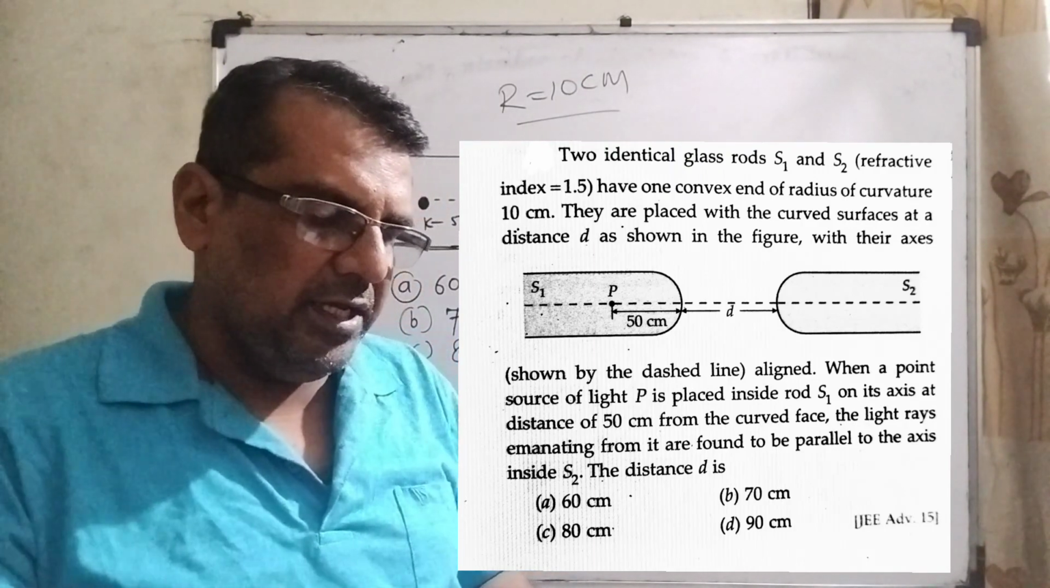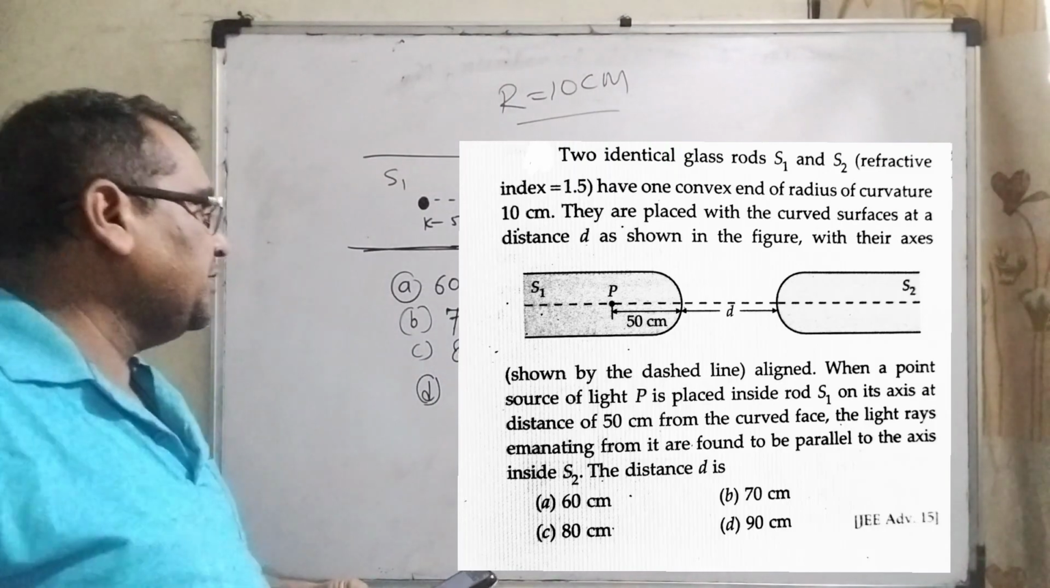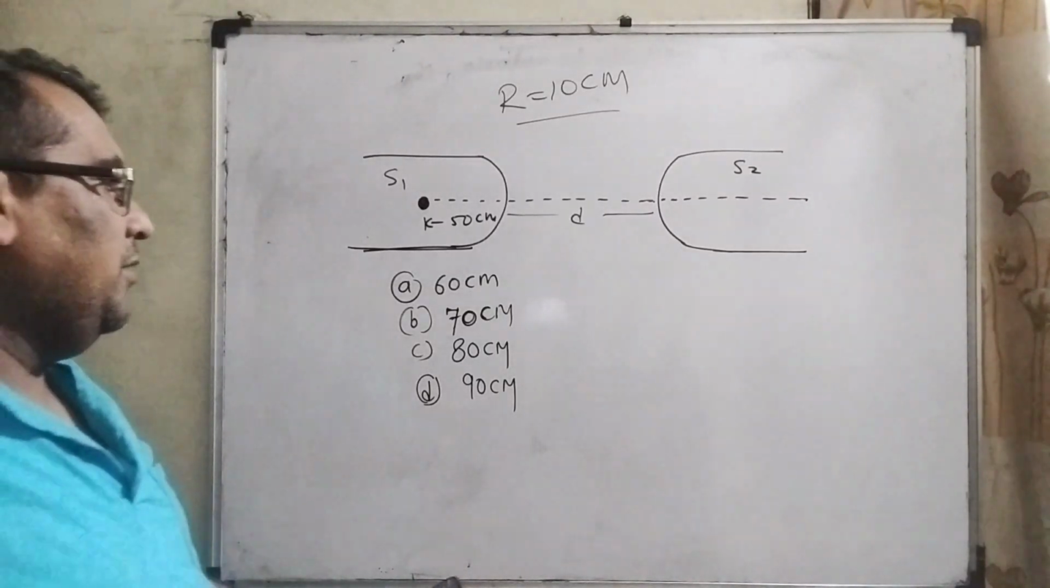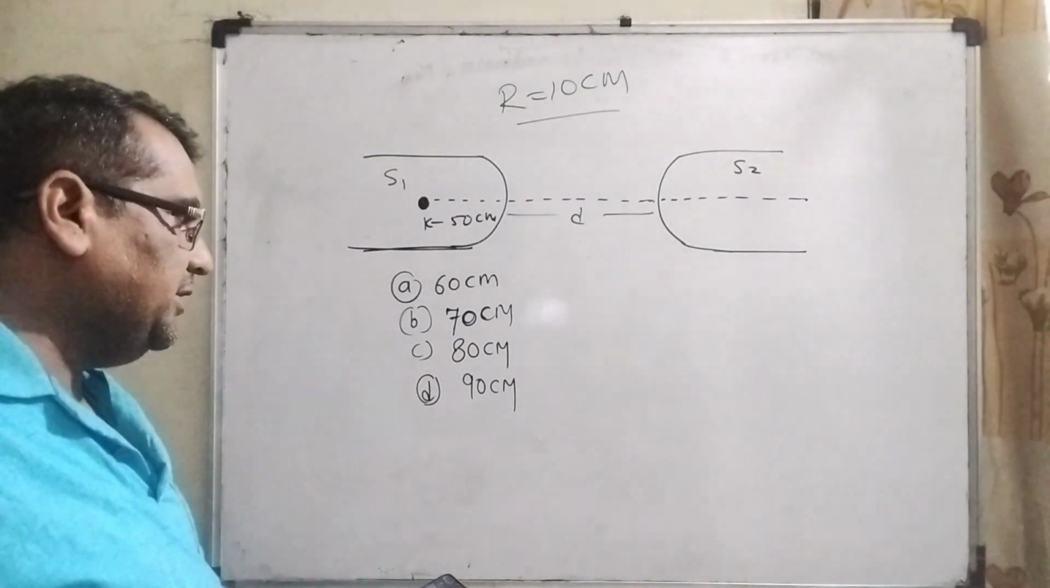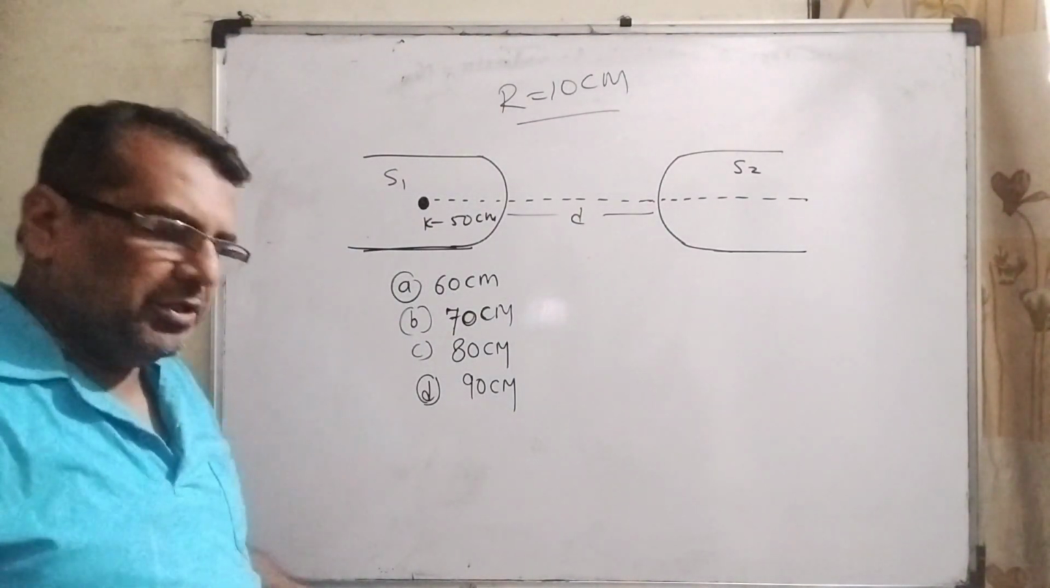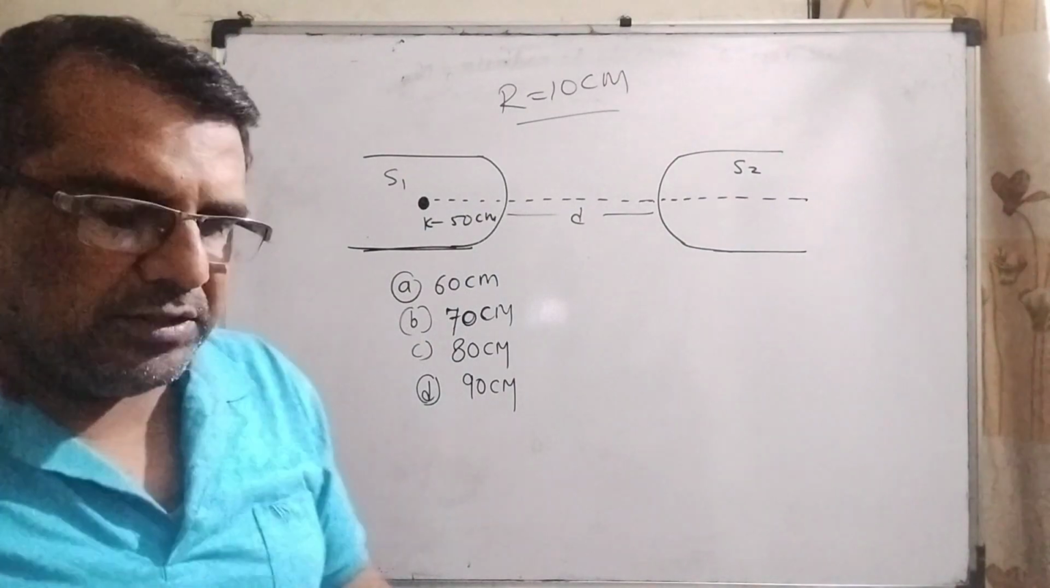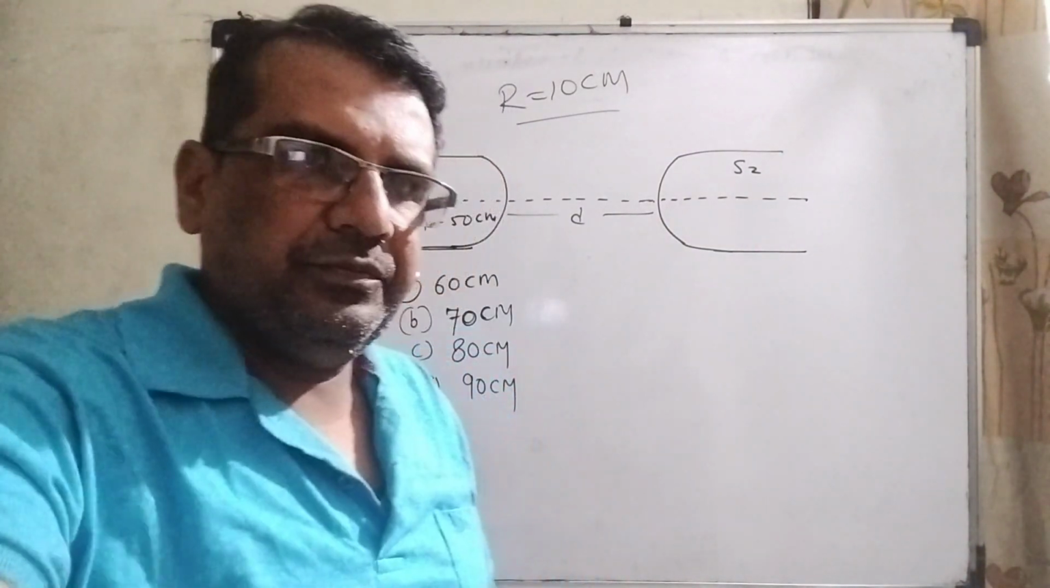The distance d is, you have been given four options. First option is 60 cm, second option 70 centimeter, third option 80 centimeter, and fourth option is 90 centimeter. And this question was asked in JEE Advanced 2015.